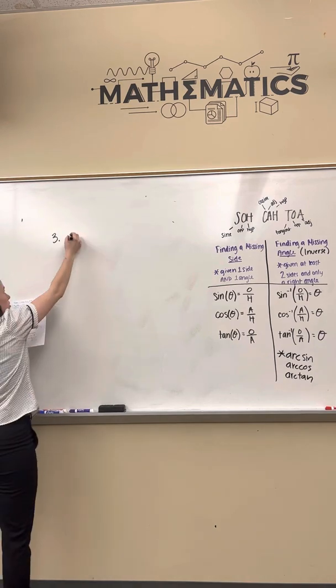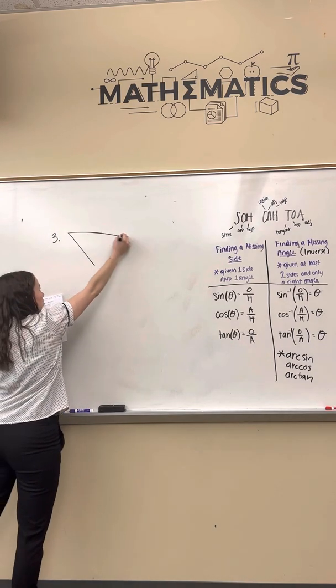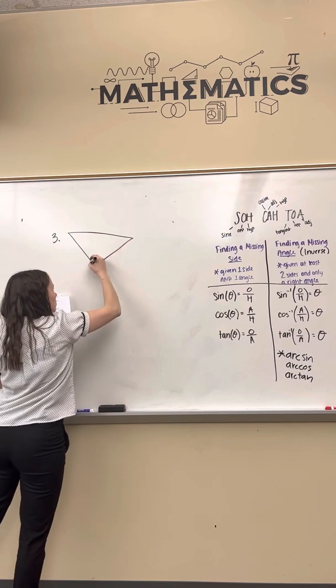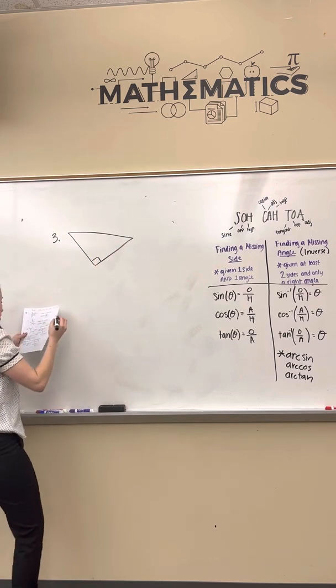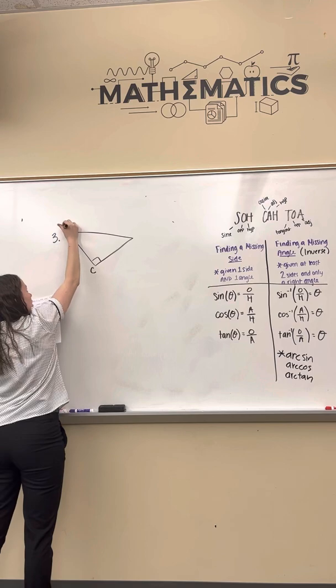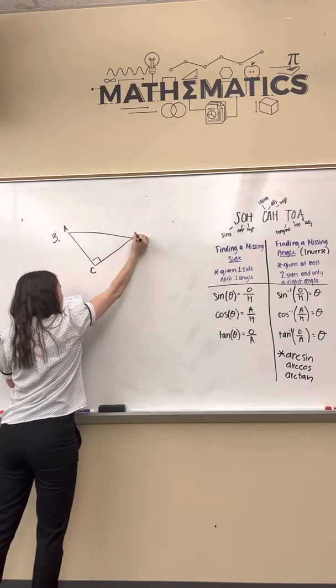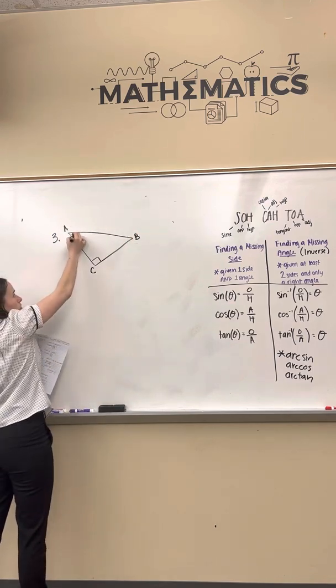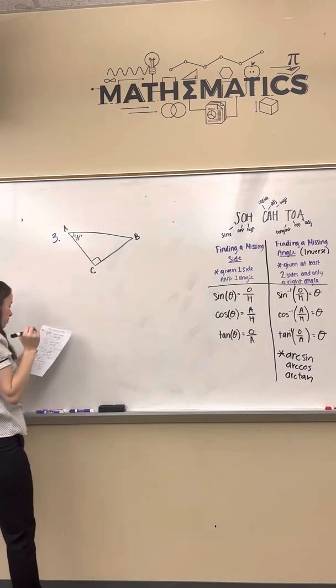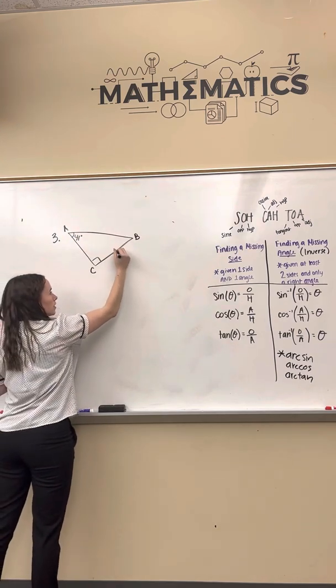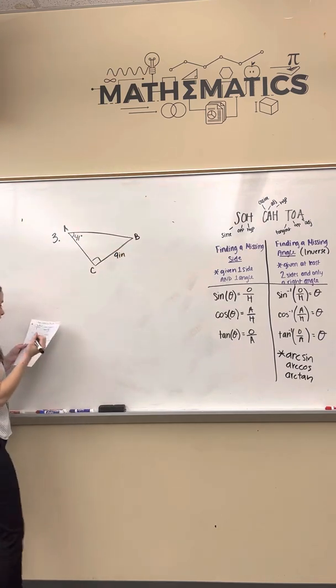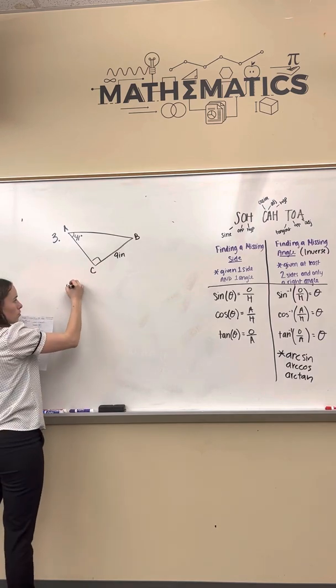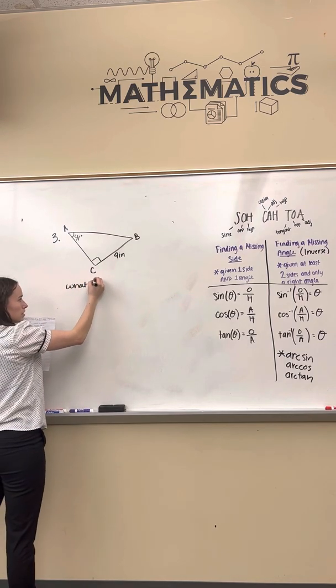Okay. So now we have a sideways triangle. And this is C, A, B. This time we're given an angle, it's 41 degrees. And we're given a side length that's 9 inches. And it says, what is AB?